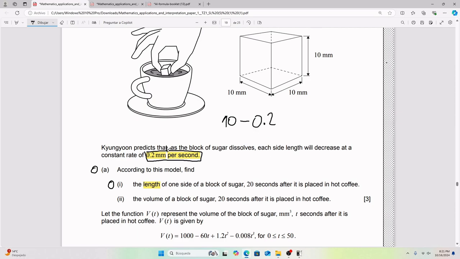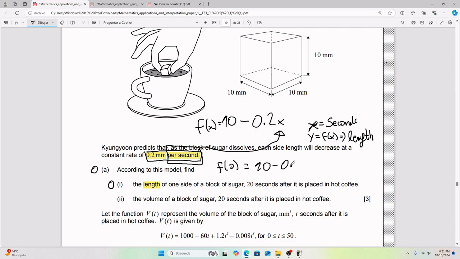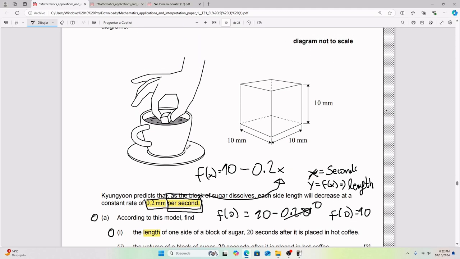And so in order to express this per second right here, we're going to go ahead and put 0.2x, right? So my function f of x, all it's really doing is that x is going to be seconds, and my y, which is the same as f of x, is going to be my length, all right? And it checks out because if I am at 0 seconds and I plug in 0 for x, then 0.2 times 0 is just 0. f of 0 is 10. So it makes sense that at second 0, before I even put it inside of the coffee, it's still at 10 millimeters.